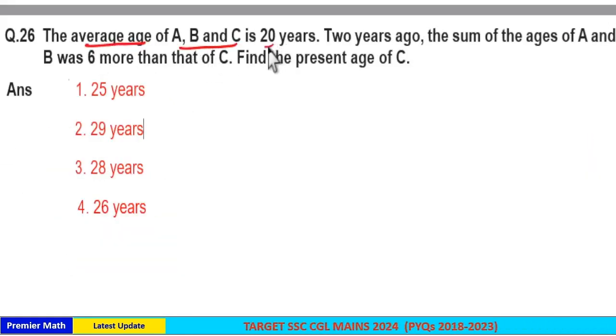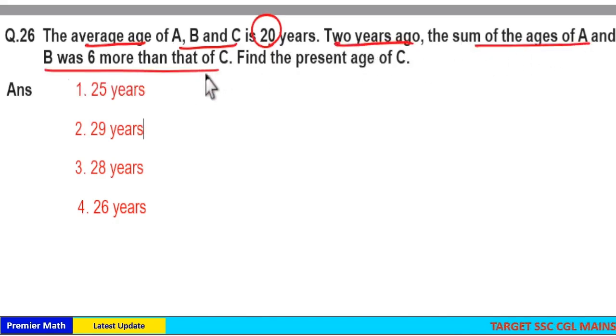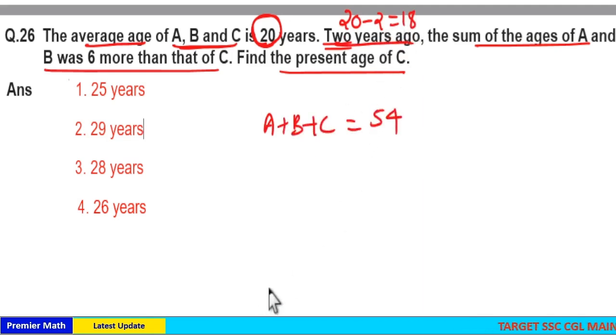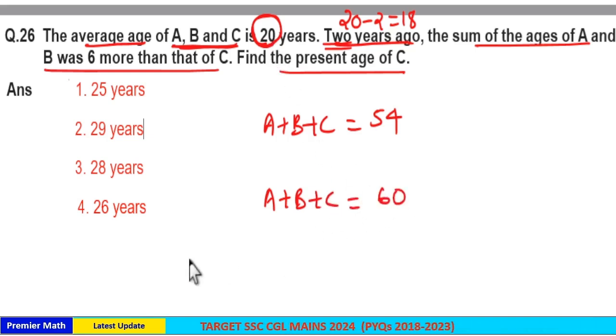Average age of A, B and C is 20 years. 2 years ago, sum of ages of A and B was 6 more than that of C. Find the present age of C. Currently, average age of A, B and C is 20 years means 2 years ago, average reduced to 20 minus 2, 18 years. Which means sum of ages of A, B and C 2 years ago was 18 into 3, 54 years. That is, presently average of A, B and C is 20 years means sum of ages of A, B and C presently is equal to 20 into 3, 60 years.